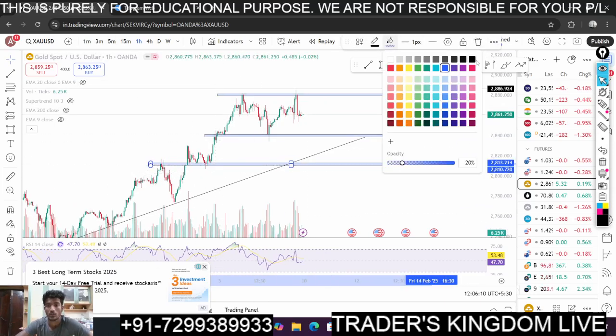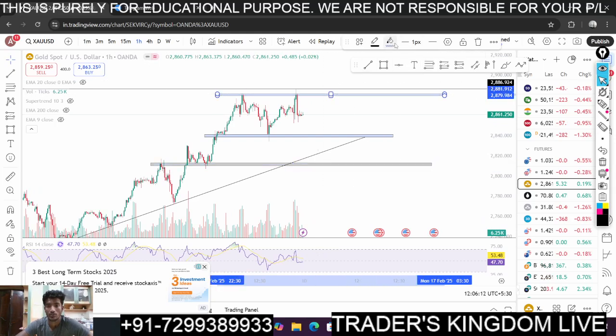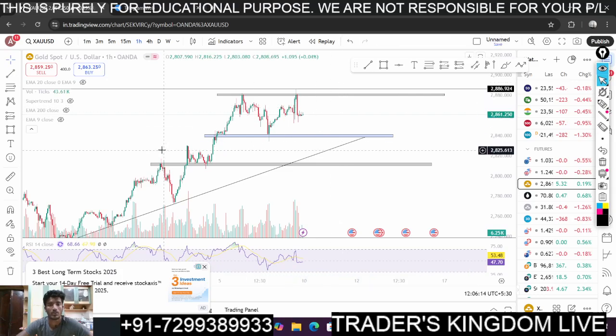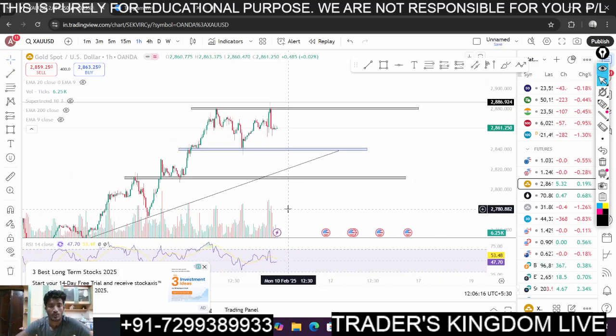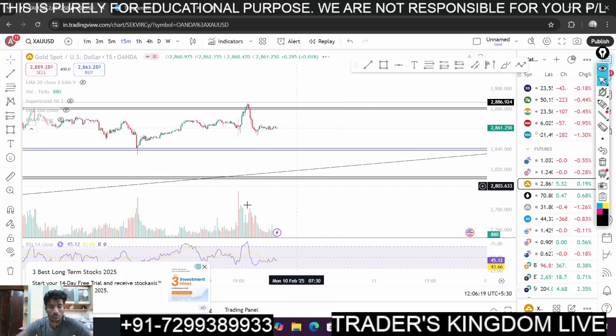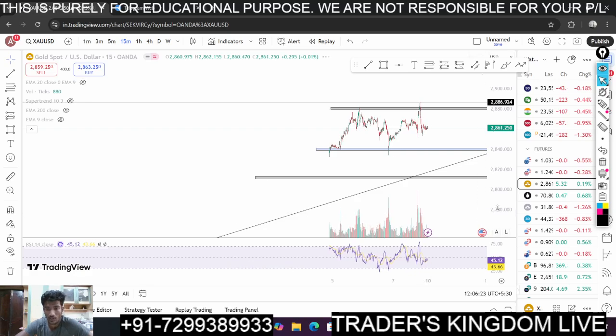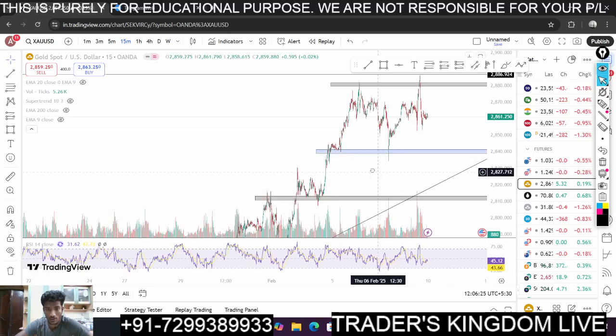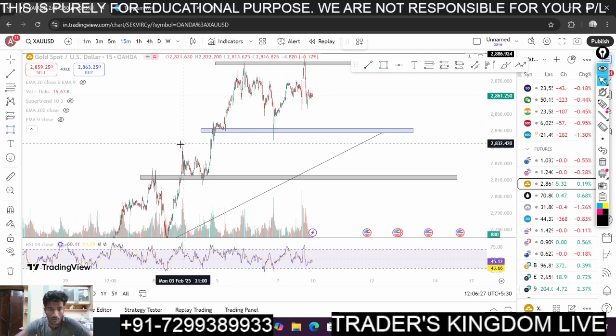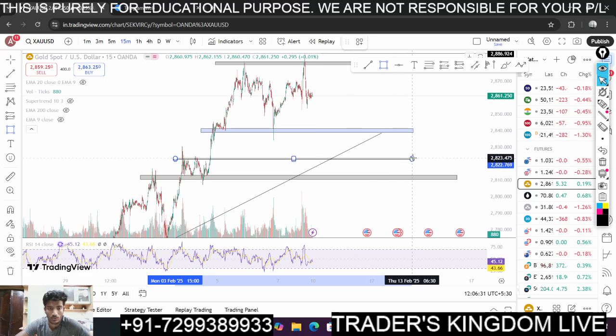So for now, this will act as a major zone, and this will act as a major zone, right? Then for the minor zones, we will come to the shorter time frame. We just want to get the sense of the trend in the bigger time frame. Come to the shorter time frame, we will know. Wait, I'll change the color.